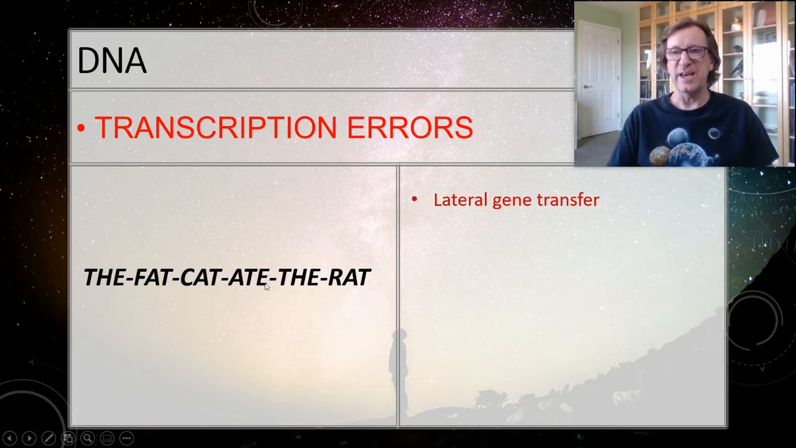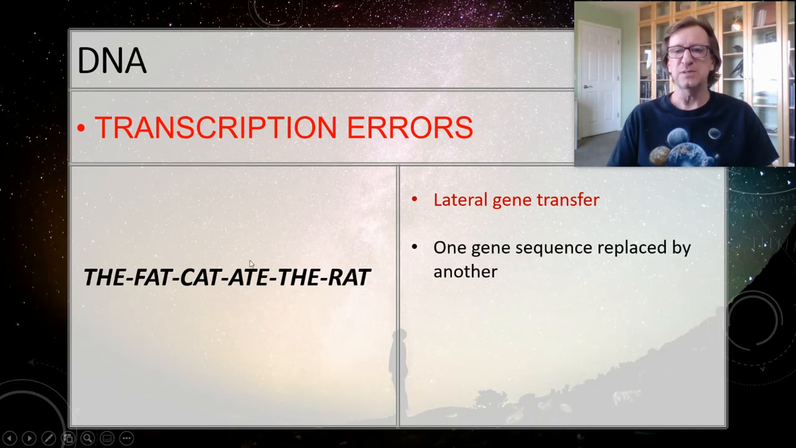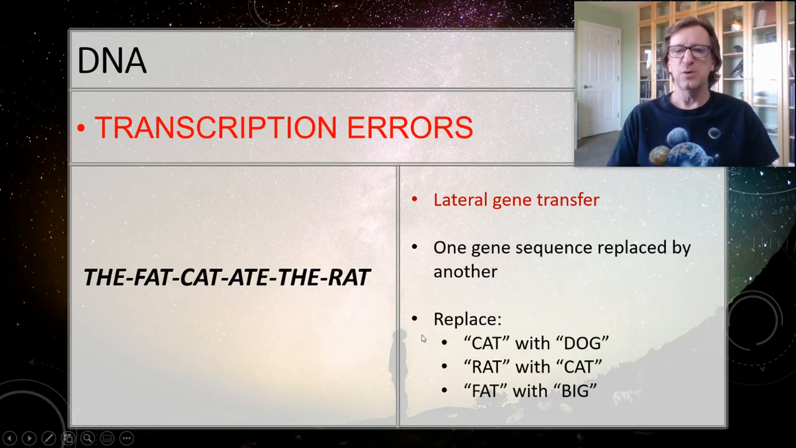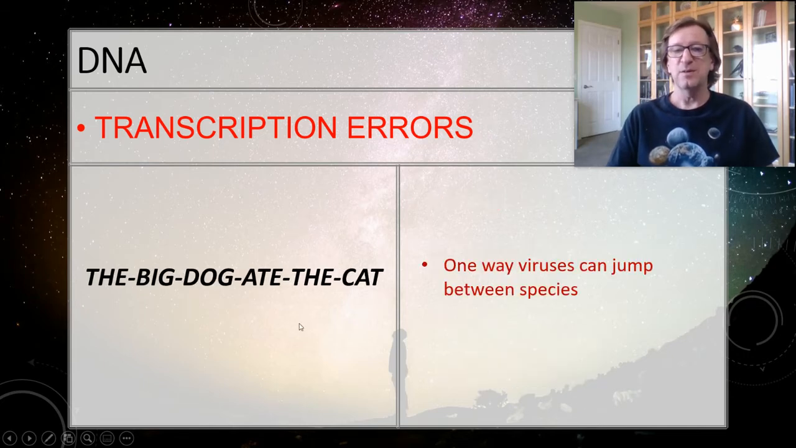All right, going back to our original sentence, the fat cat ate the rat. We can also have a lateral gene transfer. That's when we're swapping letters. So one gene sequence gets replaced by another. So this could, again, viruses are a common way to do this. They'll latch onto the DNA and they'll transfer their own gene sequences into the original gene sequence. So if we replace cat with dog, rat with cat, and fat with big, then instead of the fat cat ate the rat, we get the big dog ate the cat.